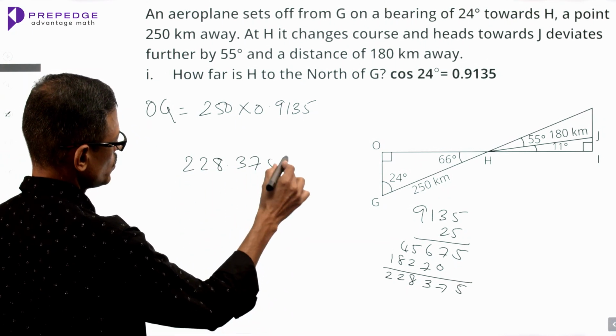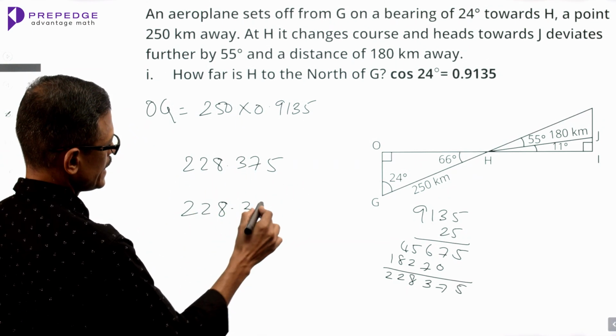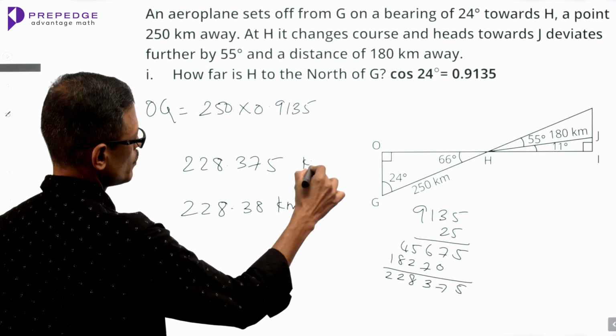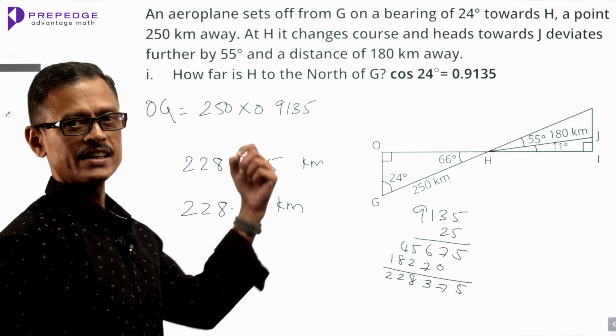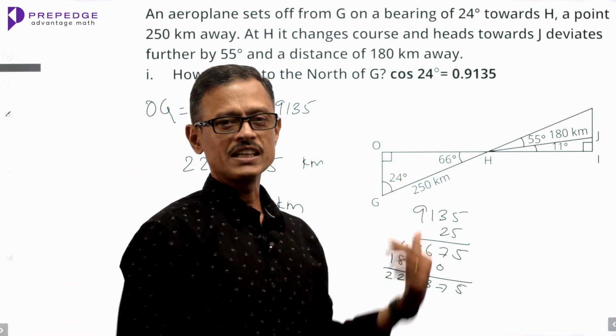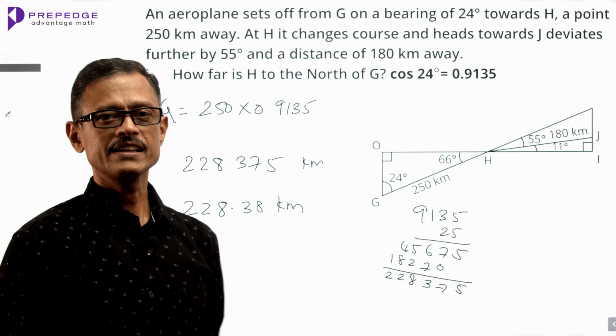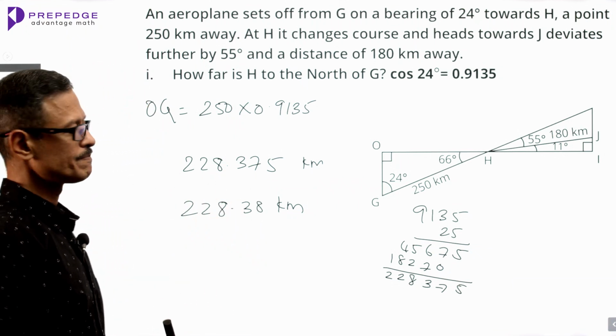228.38 kilometers is how much H is to the north of G. So OG we have found. OG is the distance that H is to the north of G. It is roughly 228 kilometers. Right? So I found out question 1.